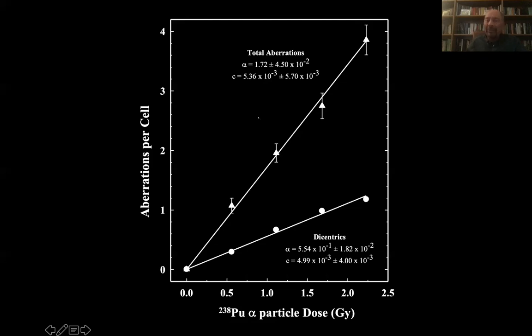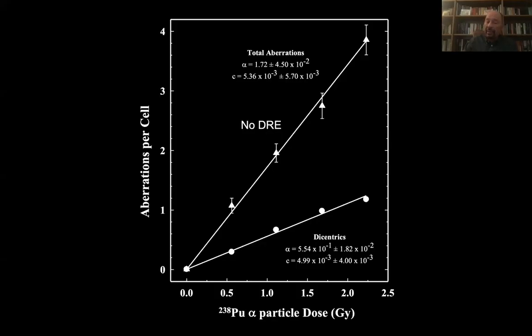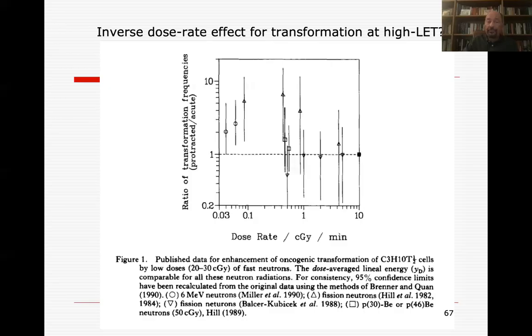You see, somehow this is again the chromosomal aberration, now with alpha particles. These are the total aberrations, and you see they are linear. Dicentrics also show linear behavior, and there is no dose rate effect. So this is the same whether you have high dose rate or low dose rate.